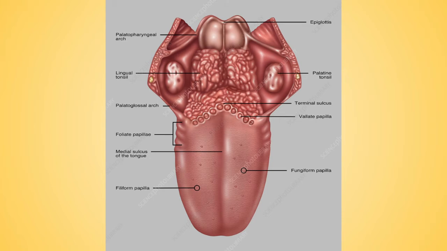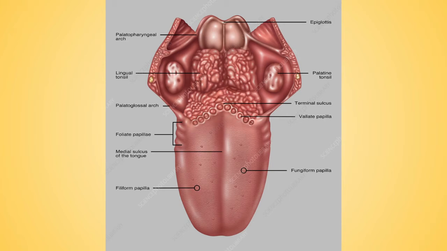Now next is the filiform papilla or the conical papilla. Now these papilla actually cover the presulcal area of the dorsum of the tongue and give it a characteristic velvety appearance. Now they are the smallest and most numerous of the lingual papilla. Now each is pointed and covered with keratin. The apex is often split into filamentous processes.